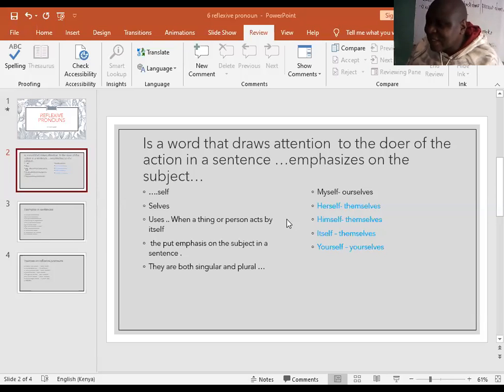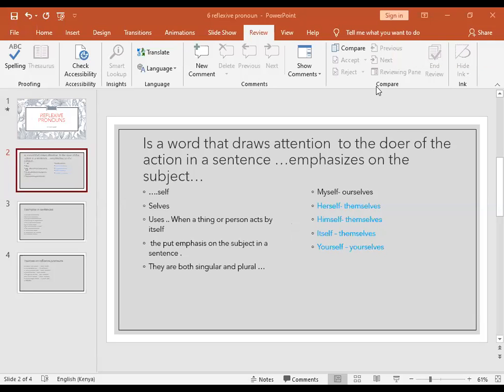Jabez cuts grass. The action is cutting of grass. Who does the work? Jabez. Jabez is the doer of the action, or you can as well say he is the subject in the sentence. And who is receiving the action? The action is being received by grass. So in this case, Jabez is the subject and the grass is the object. I hope that is very clear.